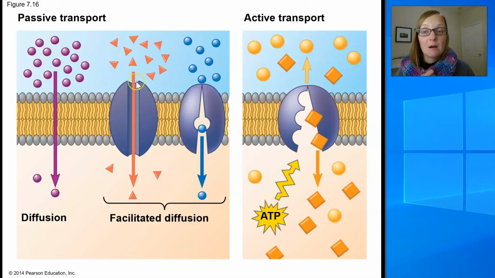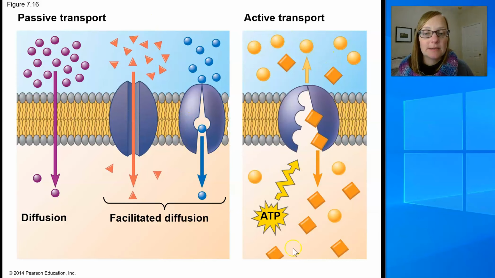Done. Other substances that are charged, that are polar, like ions, for example, are afraid to pass that hydrophobic core of the membrane, and they're not going to pass on their own. So they need some facilitation. They need these proteins, transport proteins, channel proteins, carrier proteins, to help give them that safe passageway across the membrane. These substances are still moving down their concentration gradient, so it's still considered diffusion. It's just facilitated diffusion because it requires that safe passageway that's provided by the transport proteins.